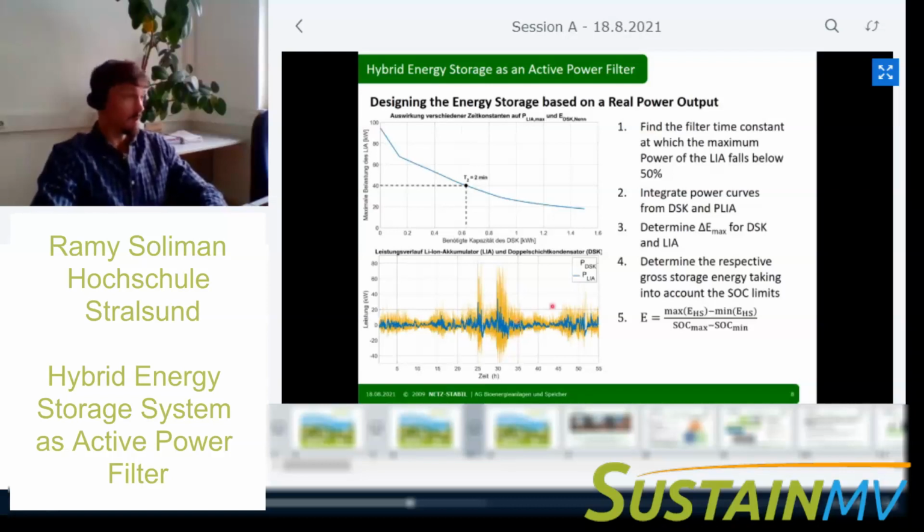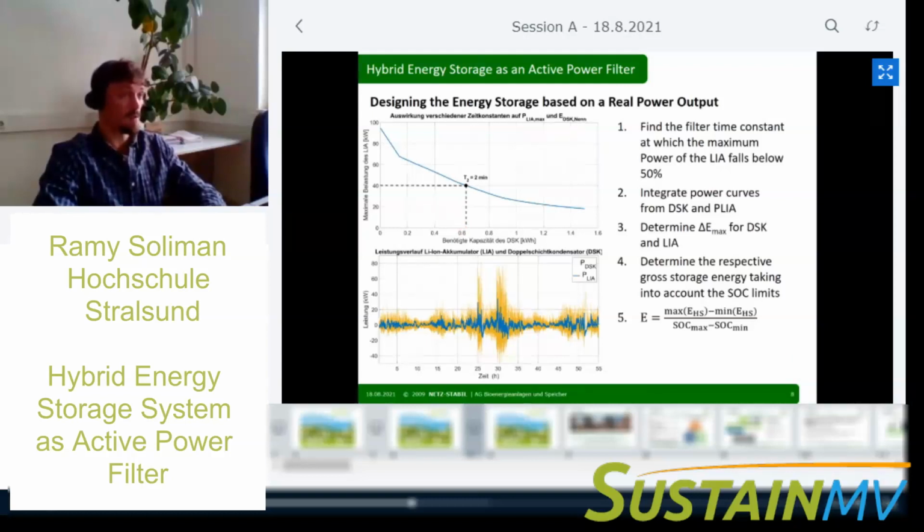So the peaks are compensated by the supercapacitors, and we just need as low as 0.6 kilowatt hours from the whole 26 kilowatt hours that we have calculated before.